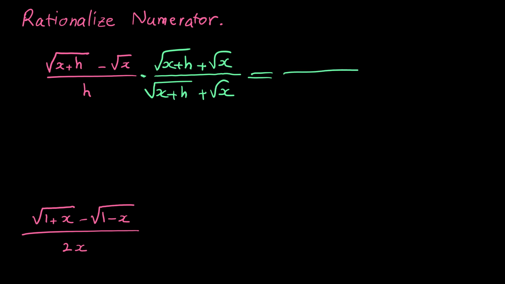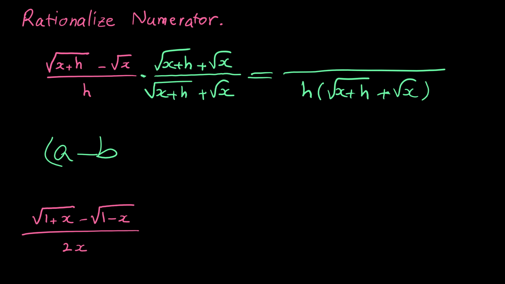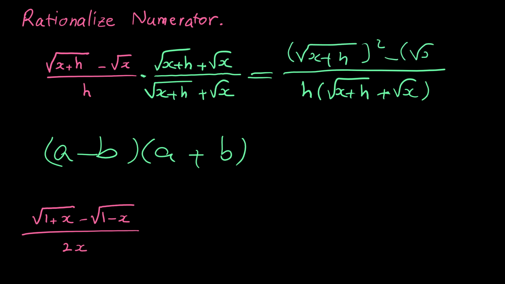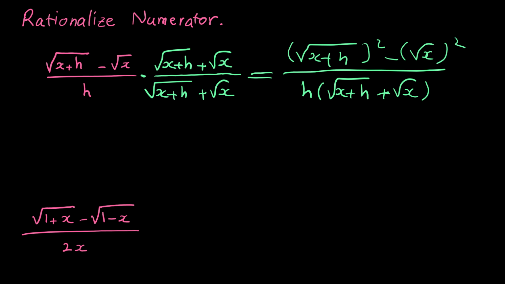By doing this, what happens? When we multiply denominator by denominator, we have in the denominator h times radical x plus h plus radical x. You don't need to multiply h in the bracket, leave it outside. And for the numerator, remember the identity: a minus b times a plus b is a to the 2 minus b to the 2. So the numerator would be radical x plus h all to the 2 minus radical x to the 2. But we know that the power 2 with radical cancels. So what is the final answer for the numerator? If we cancel this power 2 with the radical, here we have x plus h.